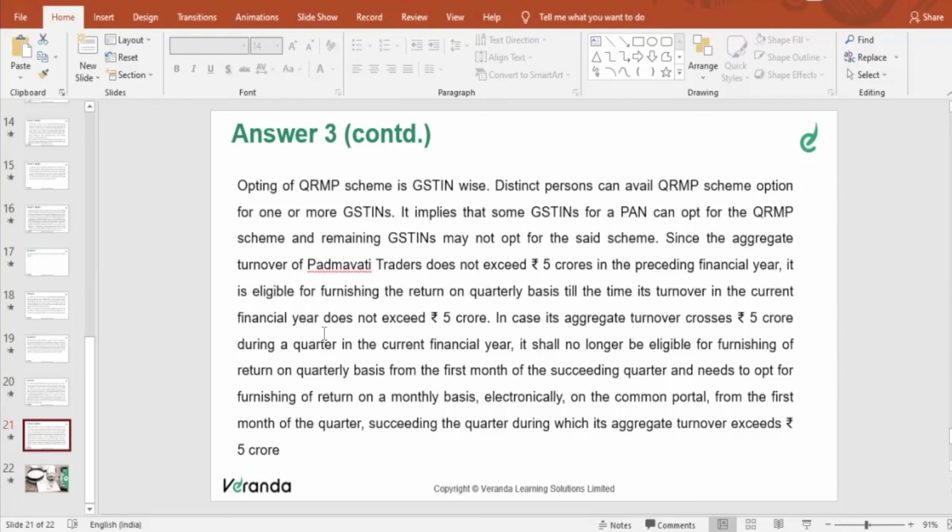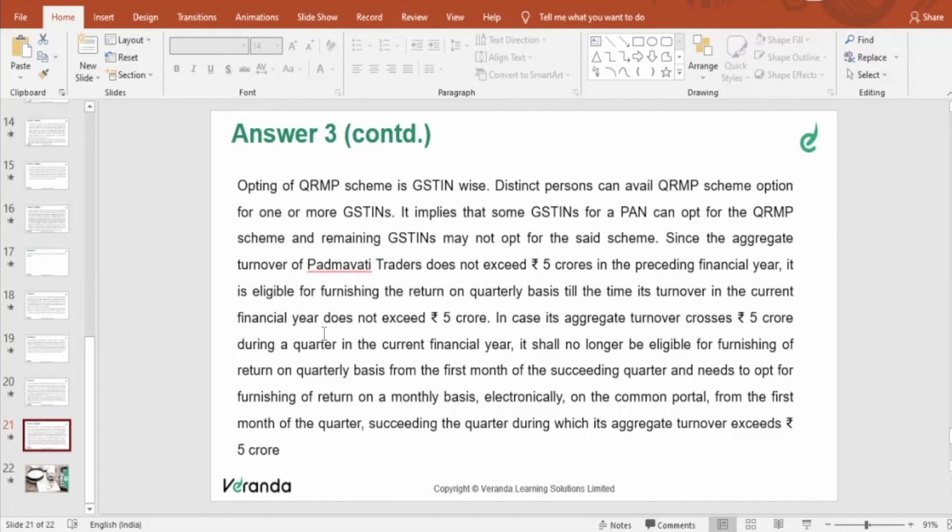In case its aggregate turnover crosses 5 crore during a quarter in the current financial year, it shall no longer be eligible for furnishing return on a quarterly basis from the first month of the succeeding quarter. You cannot change it in between the months. So in the succeeding quarter, it will have to opt for furnishing the return on a monthly basis, from the first month of the quarter succeeding the quarter during which the aggregate turnover exceeded 5 crore rupees.